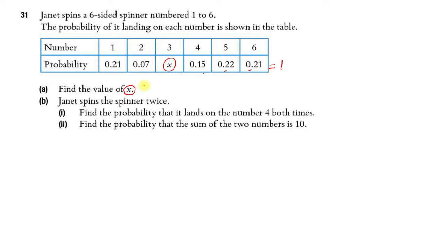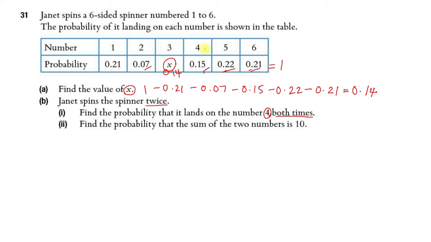So x equals 1 minus 0.21 minus 0.07 minus 0.15 minus 0.22 and minus 0.21 equals 0.14. X is 0.14. Next, Janet spins the spinner twice. Find the probability that it lands on the number 4 both times.